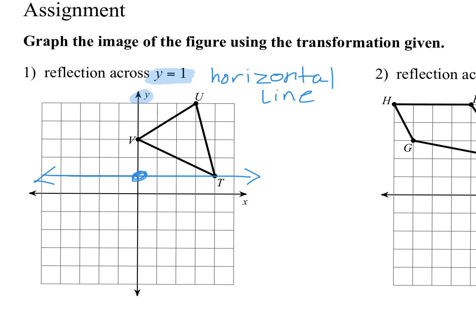And where the equation comes from is it basically means that every y coordinate is a 1. So if you imagine these little coordinates going along that line, they're all going to be sitting where y equals 1. So that is why y equals any number is just going to be a horizontal line that goes through whatever number that is on the y-axis.